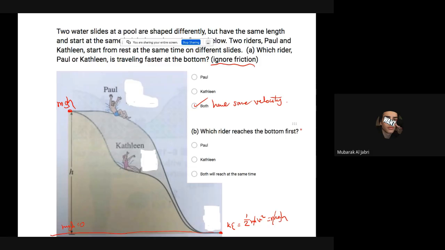Okay. What about someone who chose Kathleen? Can you tell me why Kathleen reaches the bottom first? Because she is at the lower elevation. Okay, and how does this affect her? Doctor, sorry, I was talking about the previous question, not this one. I was talking about A. Okay. Now for B.